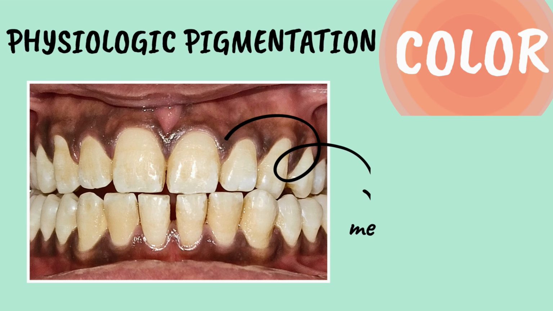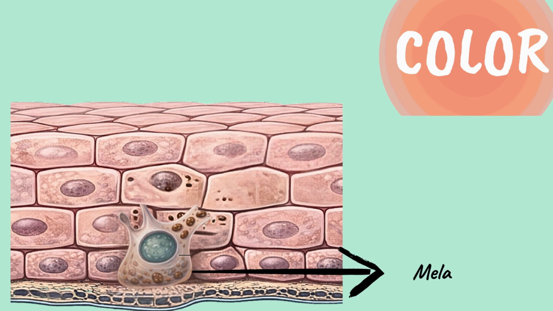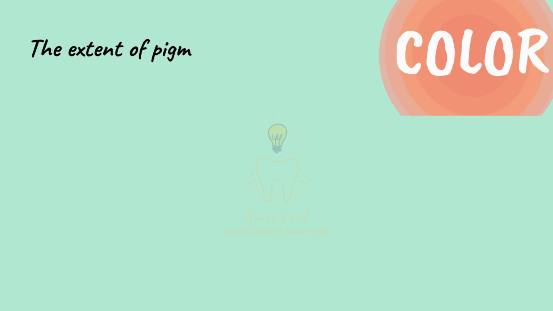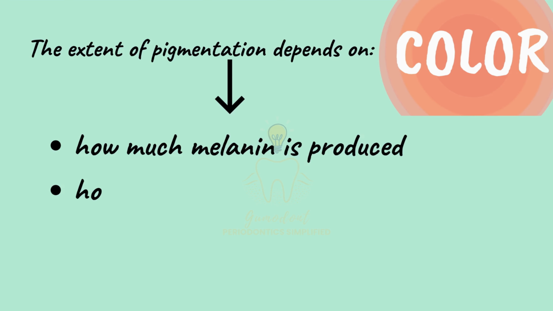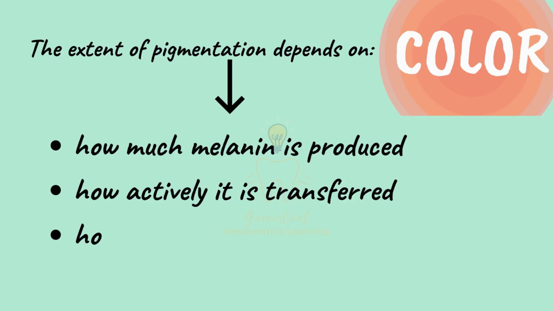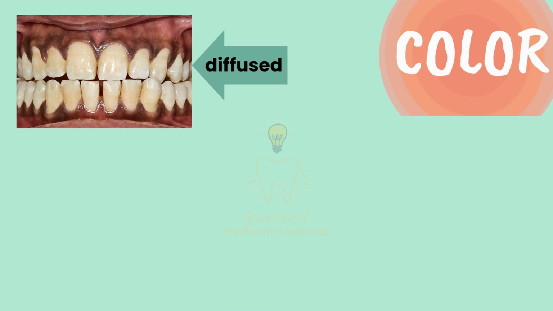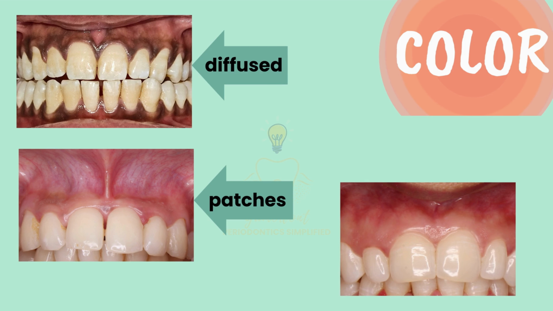This occurs due to the presence of melanin. This is produced by melanocytes within the epithelium. These cells synthesize melanin in melanosomes and transfer it to the surrounding keratinocytes. The extent of pigmentation depends on how much melanin is produced, how actively it is transferred, and how it is degraded. This explains why some individuals show diffuse pigmentation, some show patches or bands, and some may not show pigmentation at all.